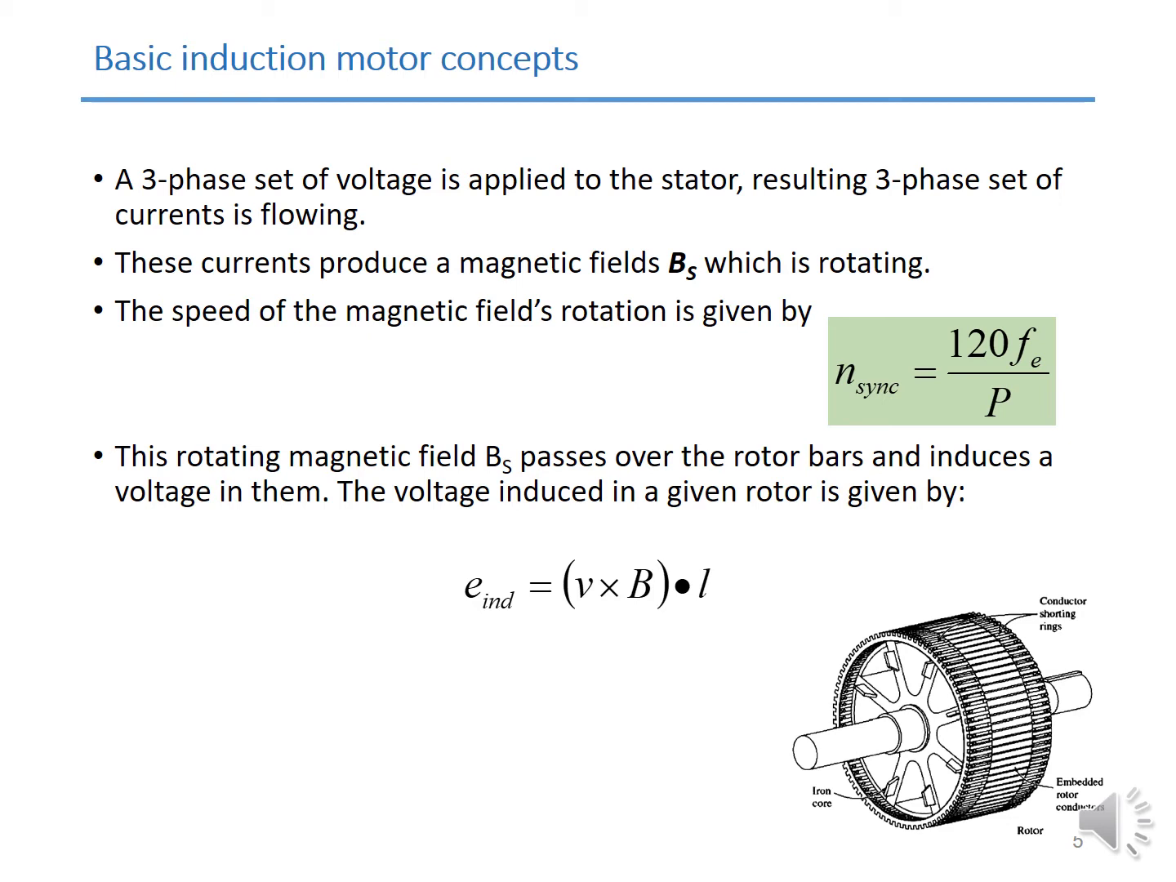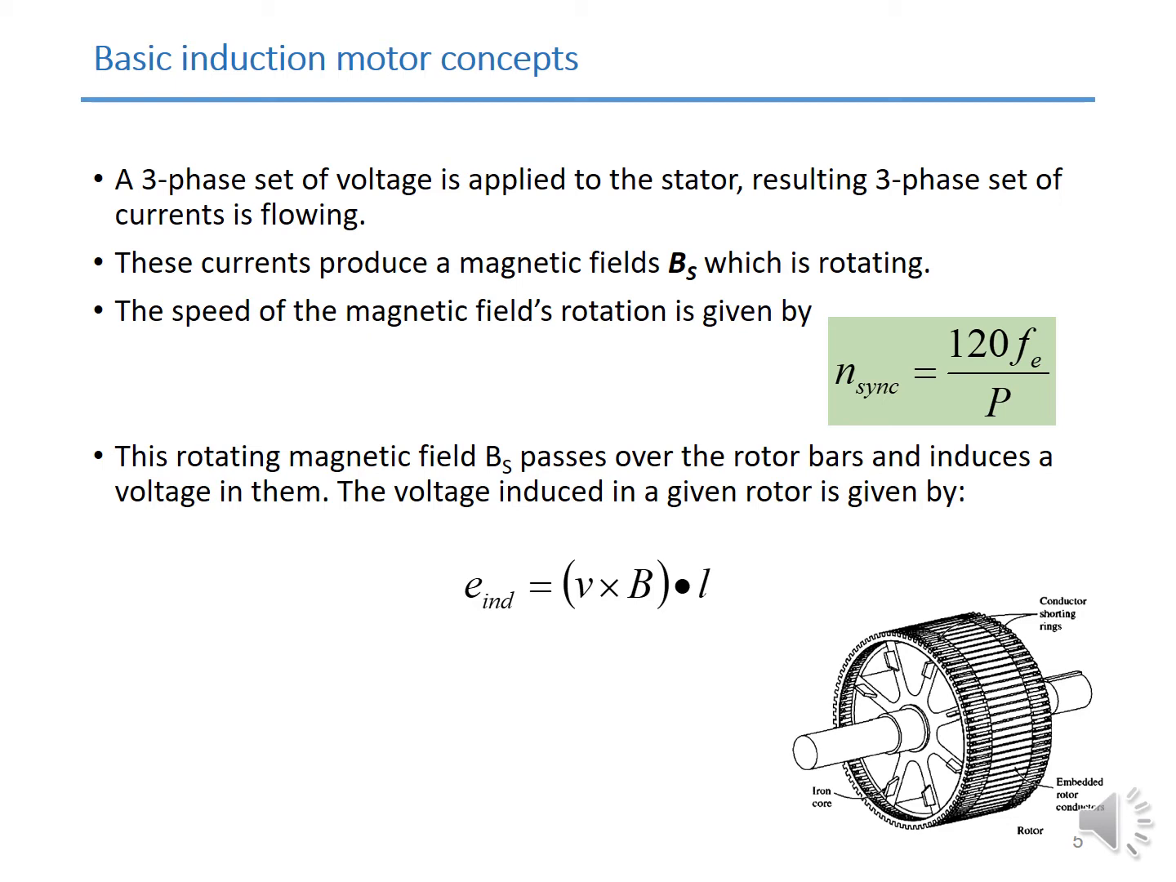This magnetic field rotates at the speed given by the equation here: n_sync equals 120 times f_e over P. f_e is the frequency of the three-phase voltage that we apply to the stator, and P is the number of poles in the machine, in the stator.